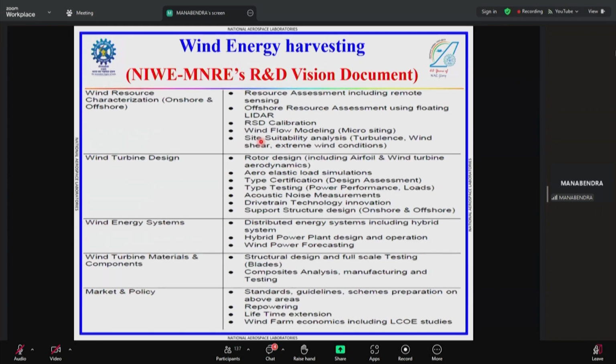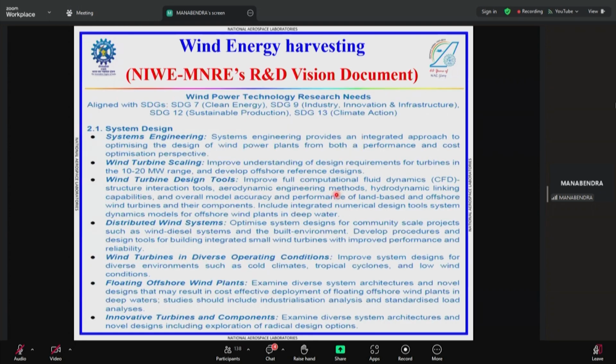Now coming to wind energy, again here NIWE has released an R&D vision document. I'm just putting a few things over here, especially to bring to the notice of the audience. The rotor design, which includes the aerofoil and wind turbine aerodynamics. Definitely, this is an area where the OpenFOAM community can think of contributing. Of course, offshore and onshore acoustics are there, which can also be looked upon. And again, specifically in this document, in the long term goals, which link to SDG 7, SDG 9, SDG 12, and Sustainable Development Goal 13, they are specifically mentioning CFD.